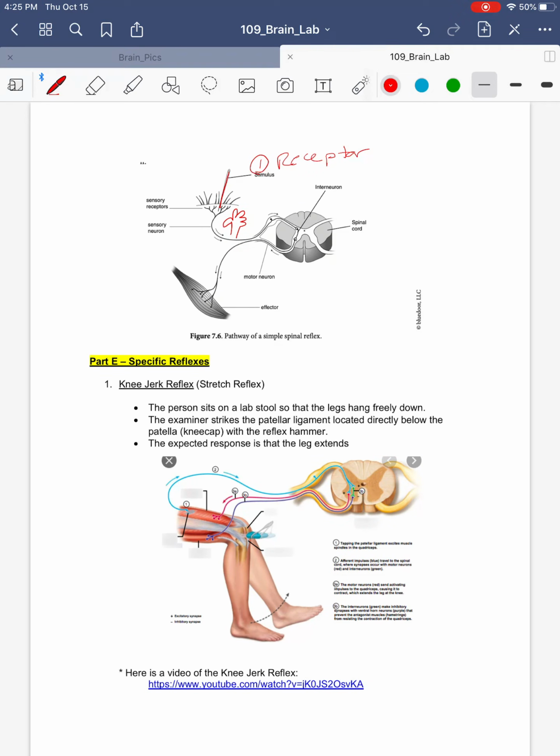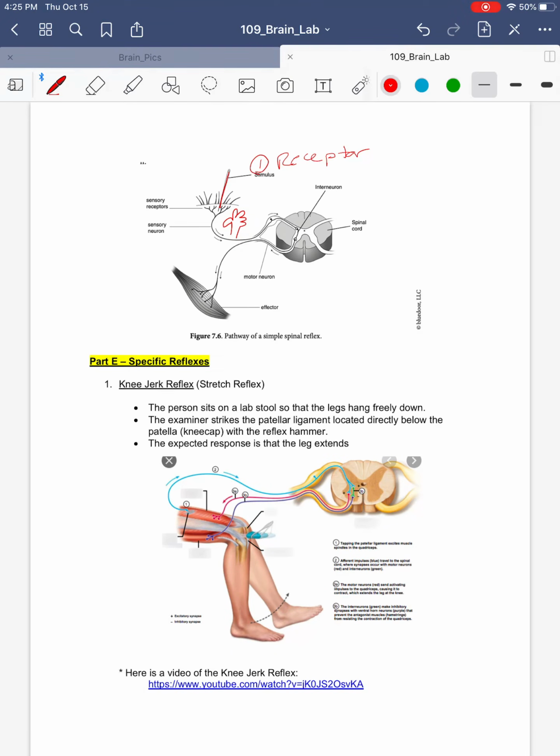And it happens without you realizing it. It's not like you keep your hand on that sharp object and wait until your brain processes. Oh, wait. That feels sharp. Maybe I should pull it back. No. You don't have to go through that process. It's a reflex. It happens for you.